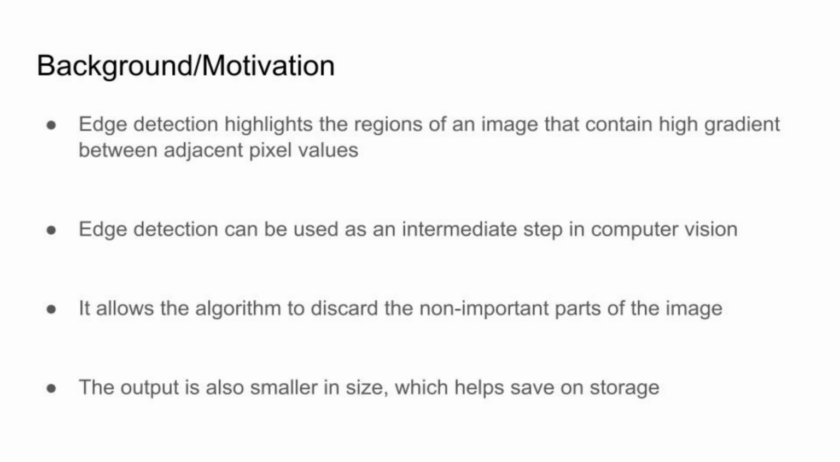So starting off with the background and motivation, edge detection highlights the regions of an image that contain a high gradient between adjacent pixel values. It can be an important step in computer vision and machine learning algorithms, basically allowing the algorithm to discard the non-important parts of the image. And also the output will be smaller in size than the original input, which helps to save on storage.